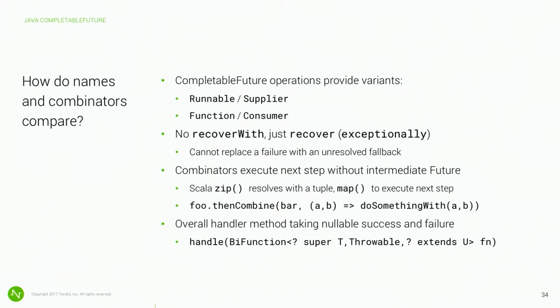Comparing the combinators between the two, we have variants to deal with runnables and functions, suppliers and consumers. We don't have a recoverWith, so we can't take a failed future and replace it with a new future operation that's going to resolve it. We can just recover exceptionally and handle the problem and do something with the problem now. I didn't really cover this, but in the Scala version we have recoverWith, and you say recover this failed future with another future that's meant to replace it. I'm not going to mention any of the rest of that.